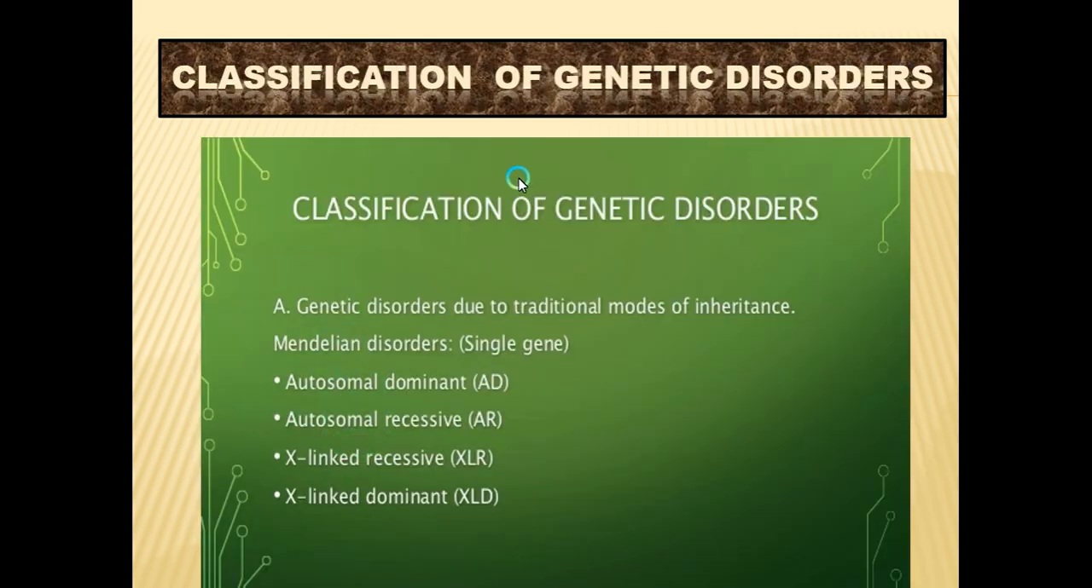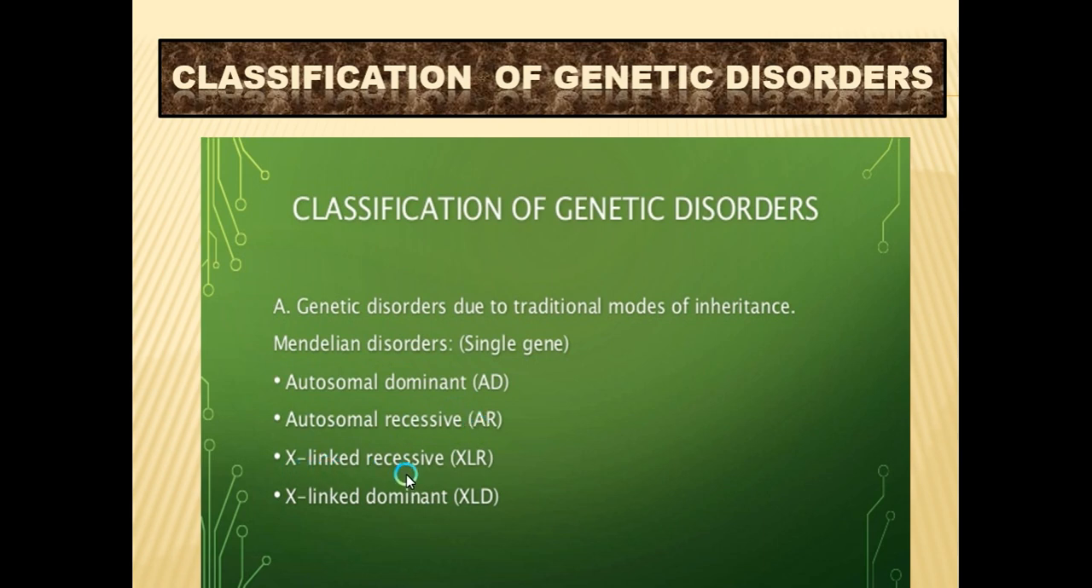Now, the classification of genetic disorders. Genetic disorders due to the traditional mode of inheritance are called Mendelian disorders. We have other disorders also, which we shall be studying, but this is the most common one, the traditional mode of inheritance. They are called Mendelian disorders. Mendelian disorders are also called single gene disorders. They are autosomal dominant, which is called AD, and autosomal recessive, which is called AR.